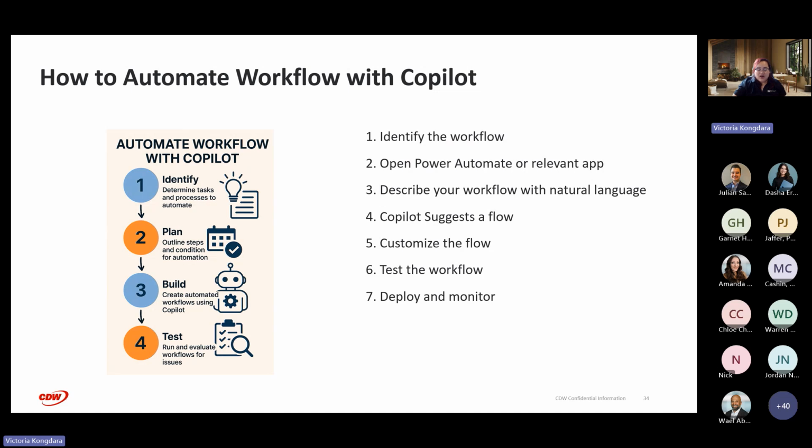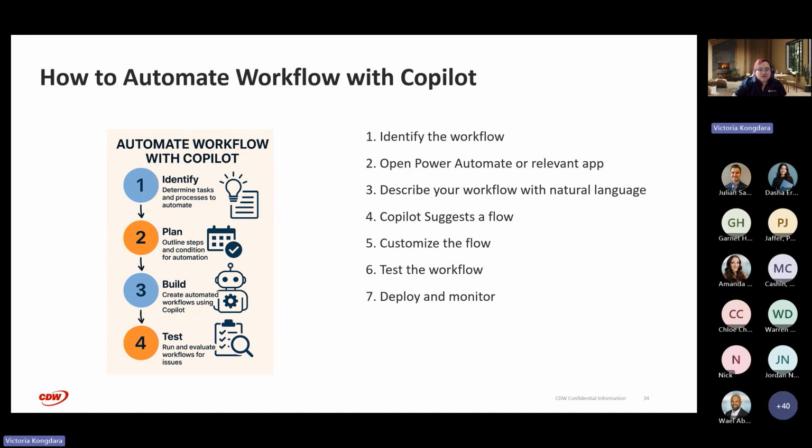You want to automate something, for example, when a customer submits a form, send a confirmation email, and then log the data. You're going to open up your Power App, Automate, or your relevant app, and go to Power Automate or open Copilot in Teams, Outlook, and Excel. You're going to describe your workflow using natural language.